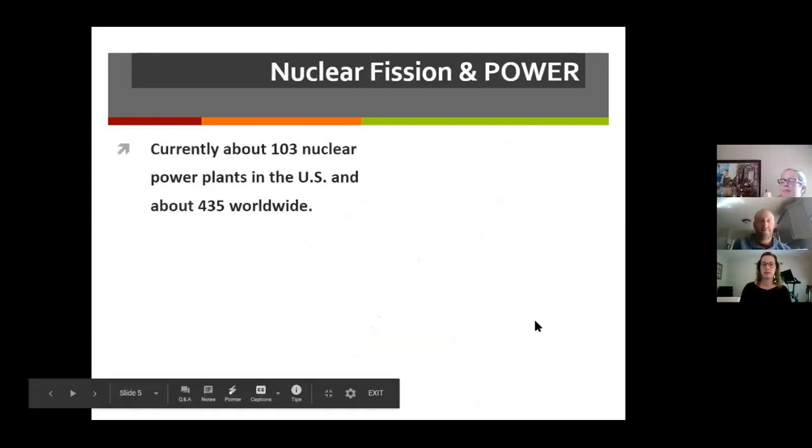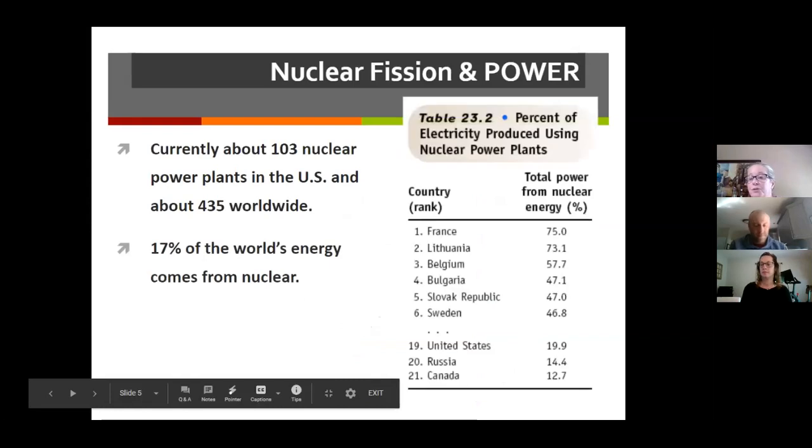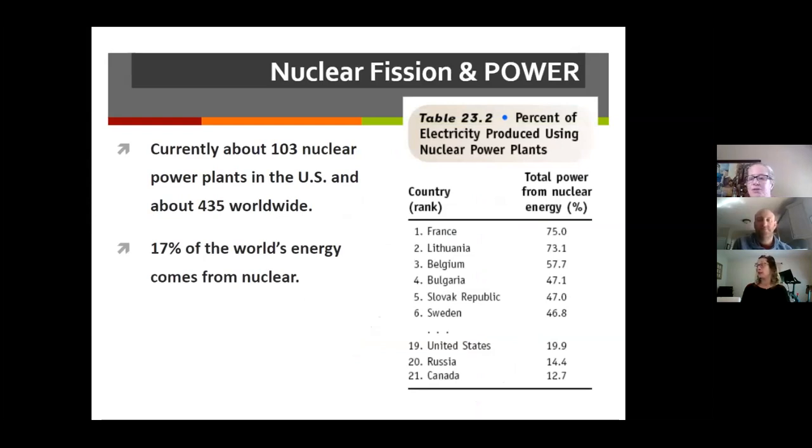Now we're going to talk about how this plays out for producing electricity for us. In our area, we're very familiar with this because many of you probably have family members that work at Dominion, at the nuclear power plant. Currently there are about 103 nuclear power plants in the United States and about 435 worldwide. France and Japan are really the leading countries in nuclear energy. Japan, because of Fukushima, obviously has had some setbacks, but they were the forerunners in looking at advancements of nuclear energy for power.